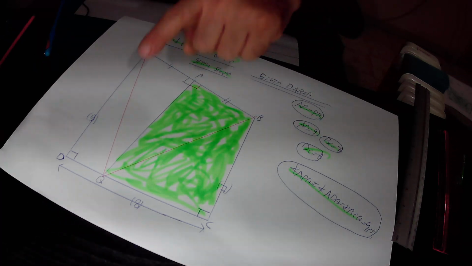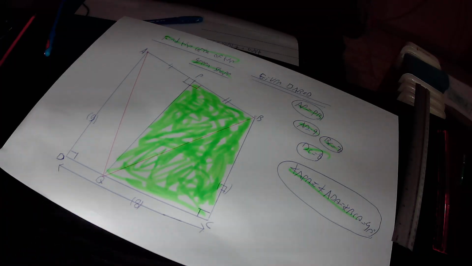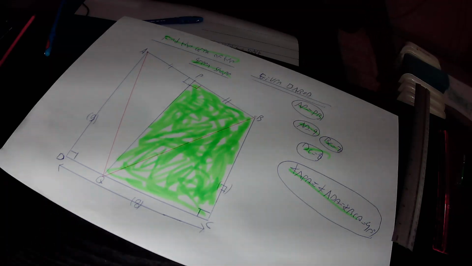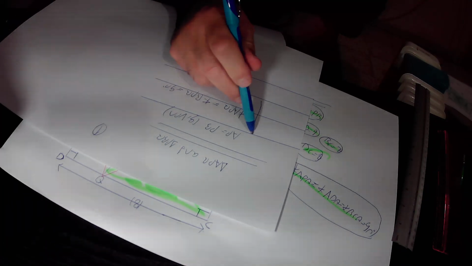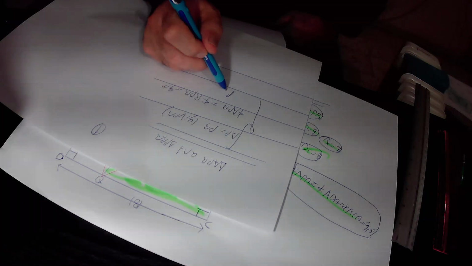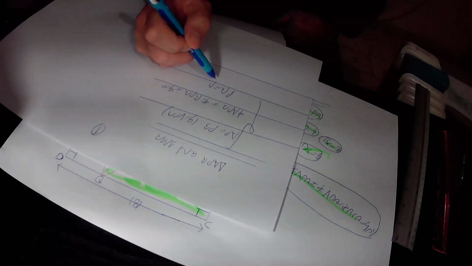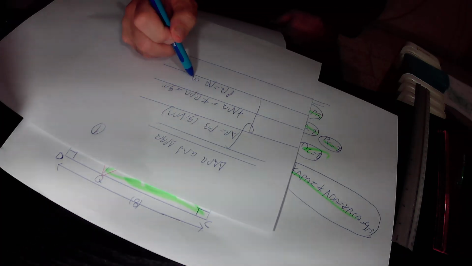Finally, side PQ is a common side that belongs to both triangles, so PQ equals itself, a common side that belongs to both triangles.